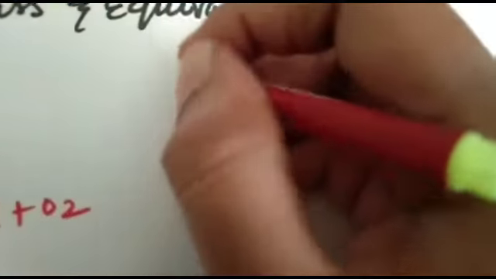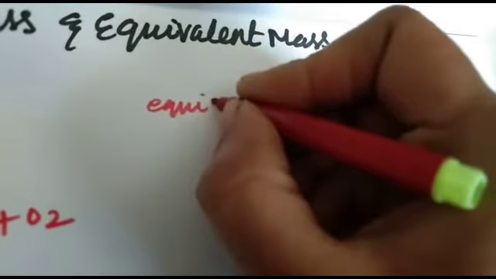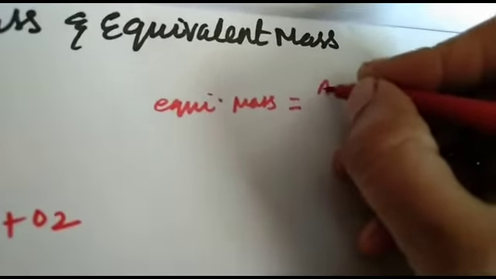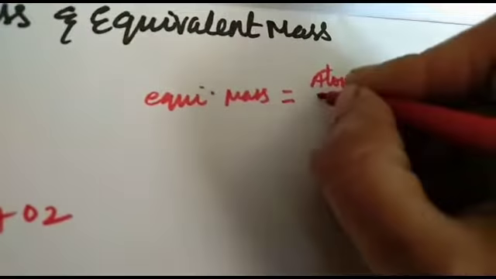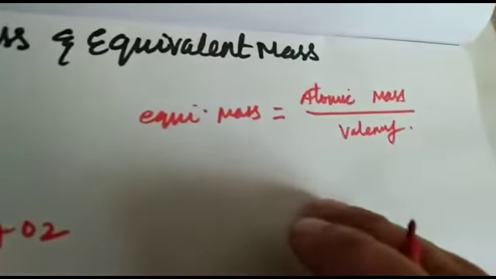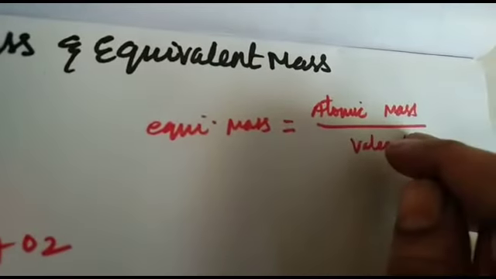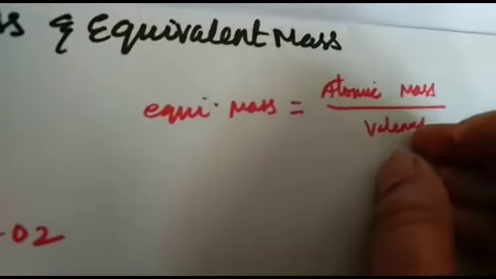Next, the simplest formula for equivalent mass is equal to atomic mass divided by valency. This is the formula. Valency means the number of atoms combined, or combining; that is called the valency.